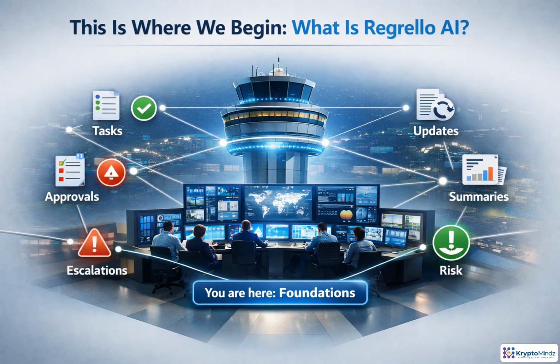Regrello AI works like a control tower for enterprise work. It helps teams coordinate tasks, approvals, updates, escalations, and summaries across complex processes. The goal is not automation alone. It is better execution, knowing what is happening, where risk is emerging, and what needs attention next. In this topic, we'll build the foundation for explaining Regrello AI in clear business terms.